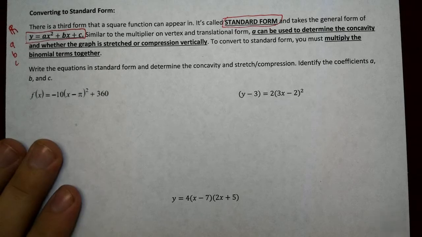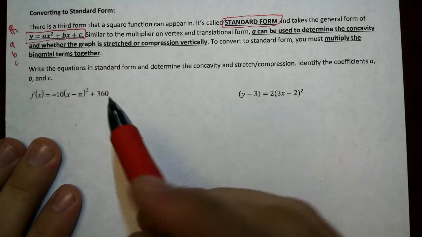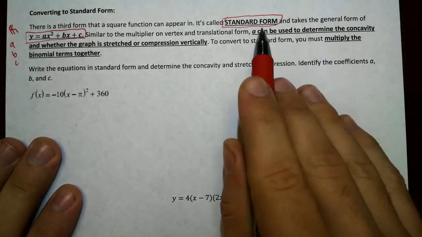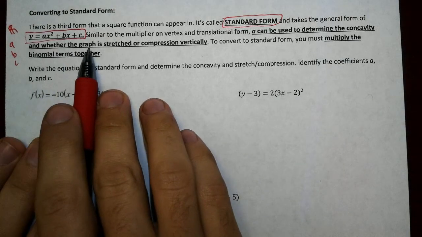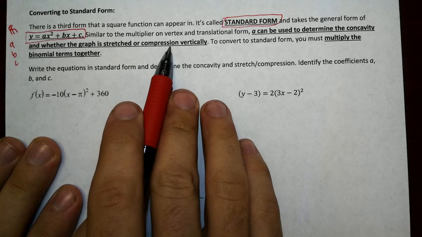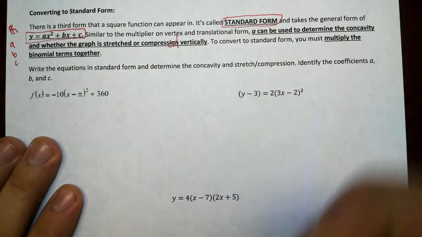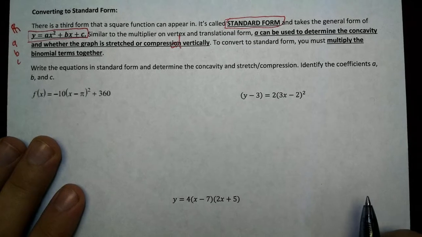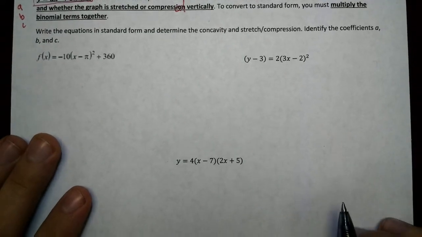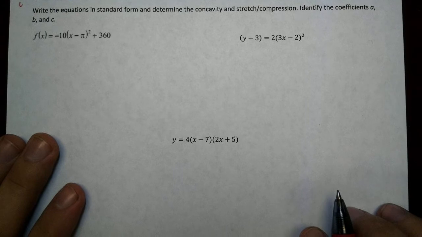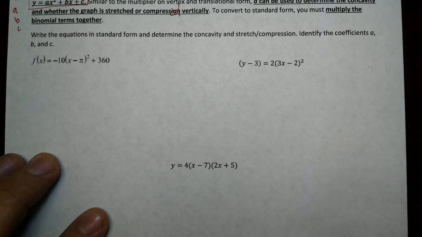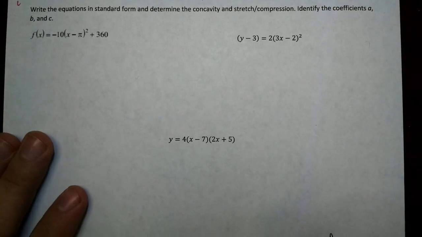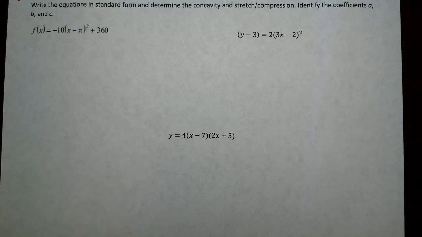Similar to the multiplier on vertex and translational form, remember, those are our other two forms, a can be used to determine the concavity and whether the graph is stretched or compressed vertically. Let's just pretend we didn't see that typo. To convert to standard form, you must multiply the binomials together. Okay, now we're good. The mistake just never happened. So we are going to need to multiply binomials together.